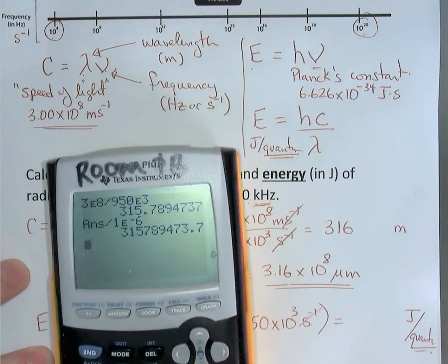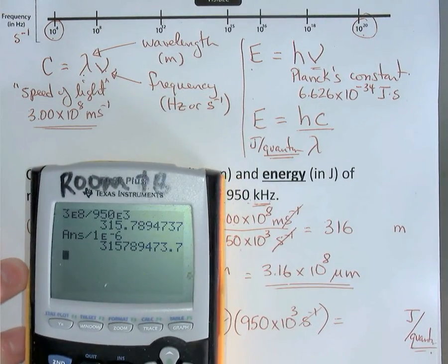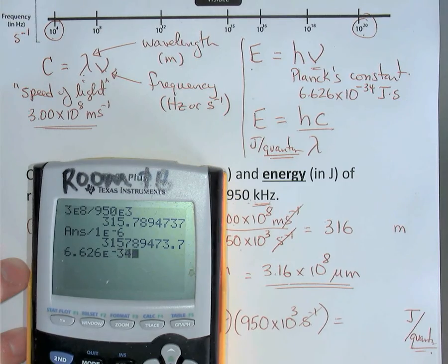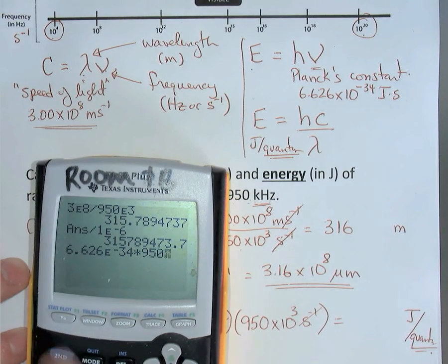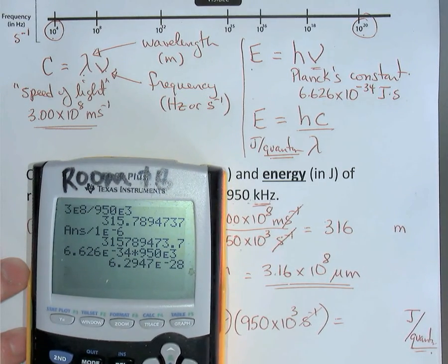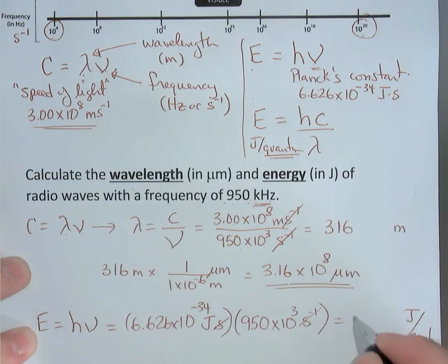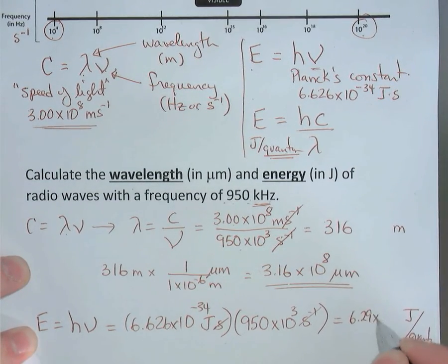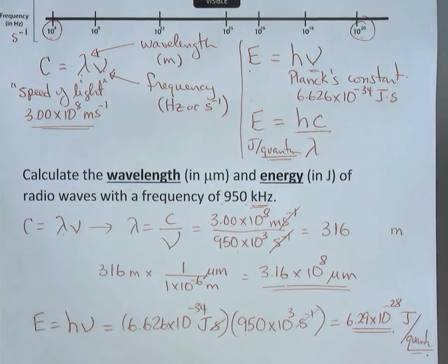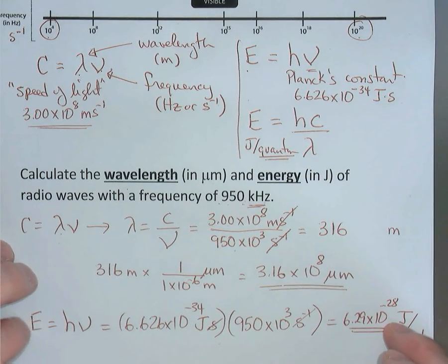So one more time with the calculator and using the scientific notation button, 6.626 times 10 to the minus 34, Planck's constant, times 950 times 10 to the 3, the frequency, equals 6.29 times 10 to the minus 28 joules per quantum. 3 significant digits again in the energy.